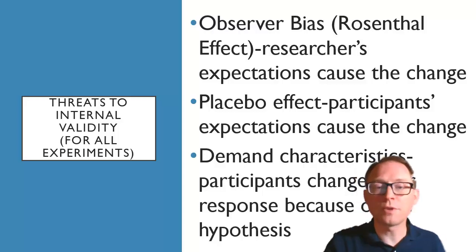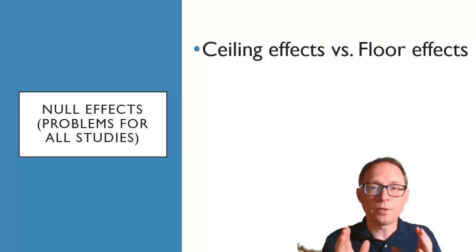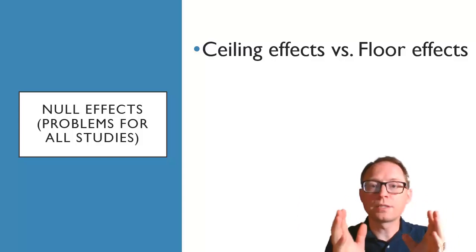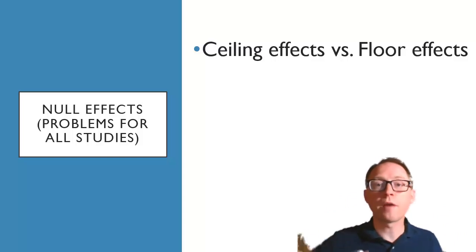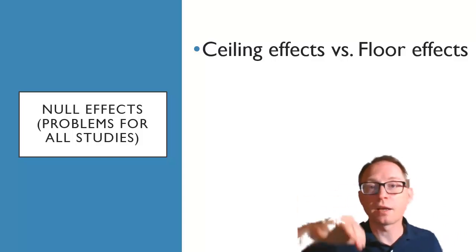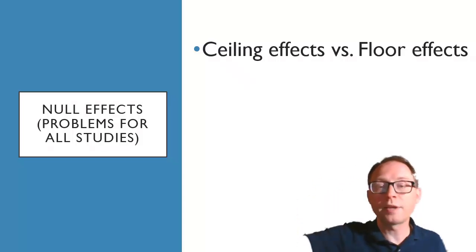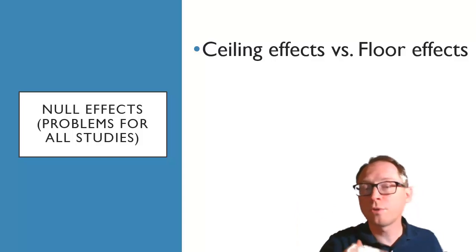Now, this is a lot different than when we have null effects. If we found that there's no difference between Great Value and Lay's, then we would have null effects. And this could be because of ceiling effects or floor effects. Ceiling effects would mean that everybody rated both chips really high because they love chips, okay? So if the ratings of those were all really high, that'd be a ceiling effect. If the ratings were all really low, that would be a floor effect.